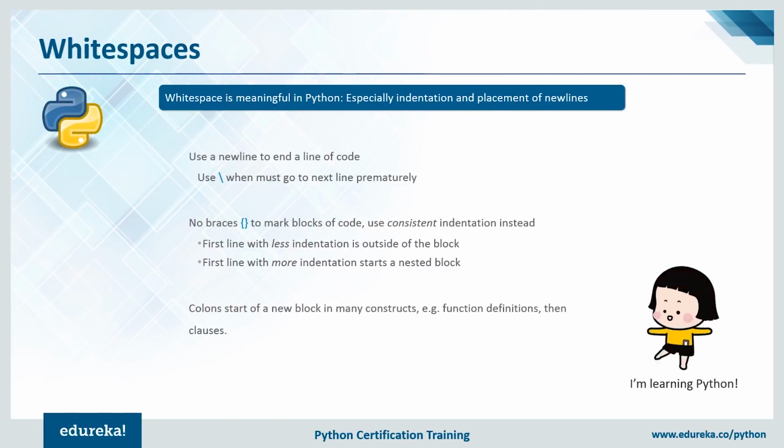And now that that's set, we need to take a look at something called whitespace, guys. So whitespace is nothing but a blank space. And it is really important in Python because of the indentation and the placement of new lines. And guys, make sure to use a backslash when you must go to the next line prematurely as well. And no braces or anything else marks the block of code here. So guys, only consistent indentation is really important. Well, the first line with less indentation defines that it is out of the block. And the first line with more indentation starts a nested block as well. So it means that it is inside a block.